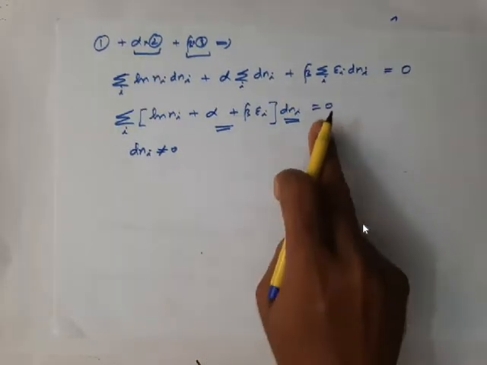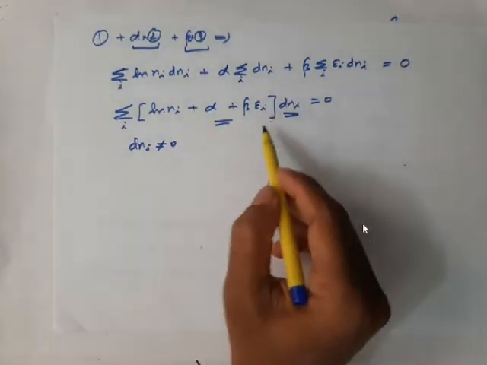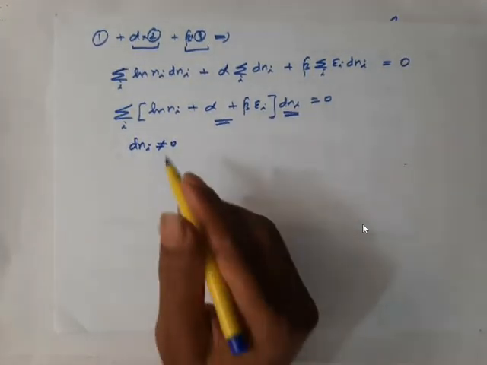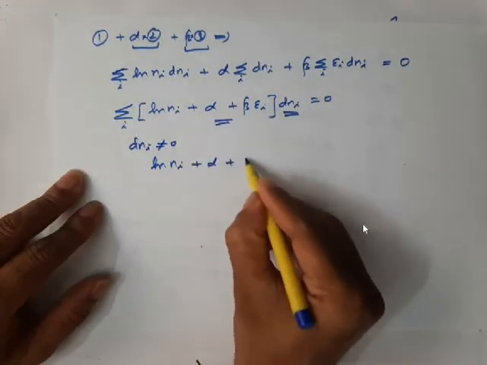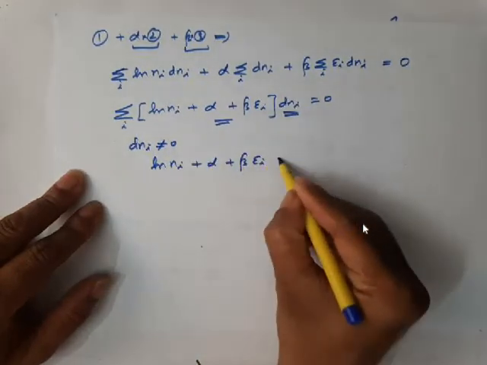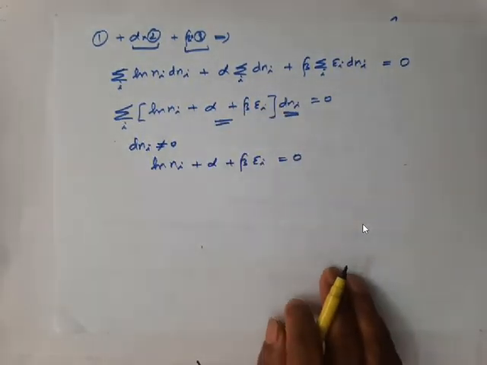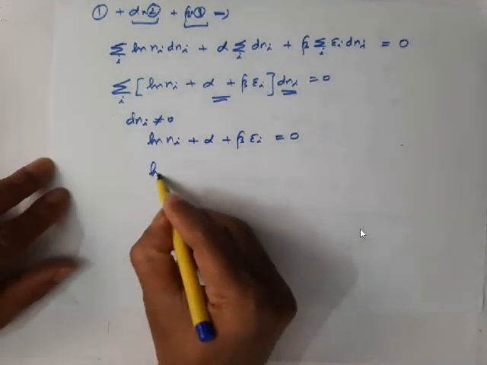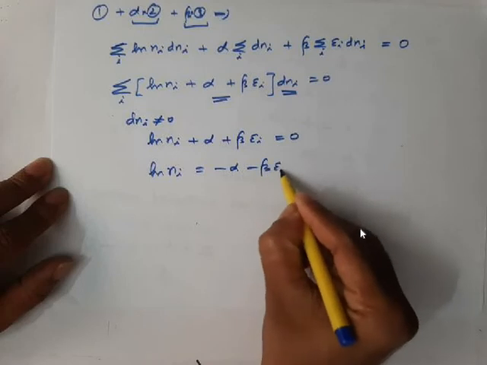Therefore, for this equation to be valid, this quantity which is present in the square bracket should be 0 for all the levels. So what's the quantity we have? ln Ni plus alpha plus beta into Ei equal to 0. This should be 0 in order to satisfy this equation. Now I'll bring this alpha, beta, Ei to the right hand side, so I can write this as ln Ni equal to minus alpha minus beta into Ei.